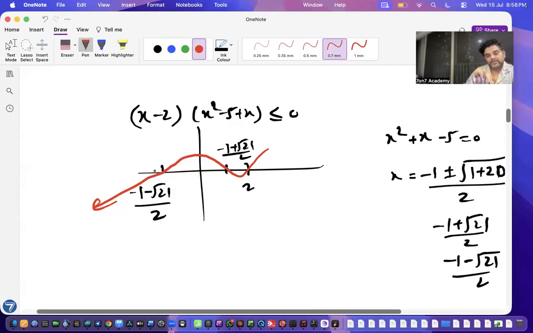Then you just need to know when it is negative. Why do I do this? Because the coefficient of the highest power is x cube, and the coefficient of x cube is plus, so the rightmost side is plus, and after every root the sign flips. So that much inequality you need to know. Don't waste much time on that.